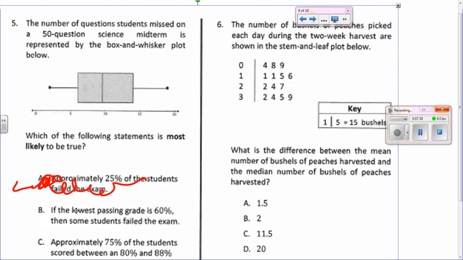If the lowest passing grade is 60%, some students failed the exam. Again, you would need to miss 20 questions to fail the exam. And so this would not be true, because our highest point is here, which is like 18. So B is also not true.